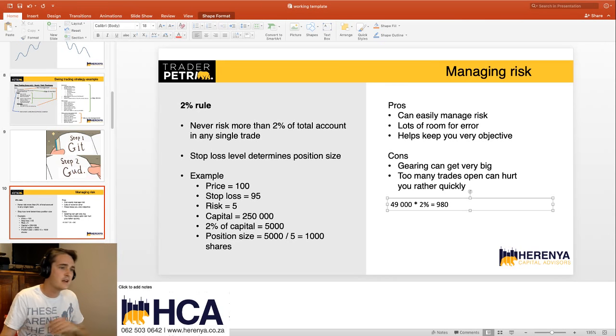In any case, there are a number of pros and cons to using this system, or the 2% rule. Some of the pros are that you can easily manage the risk that you take, right? It's very simple. It's a very quick, easy calculation. It's not very complicated.